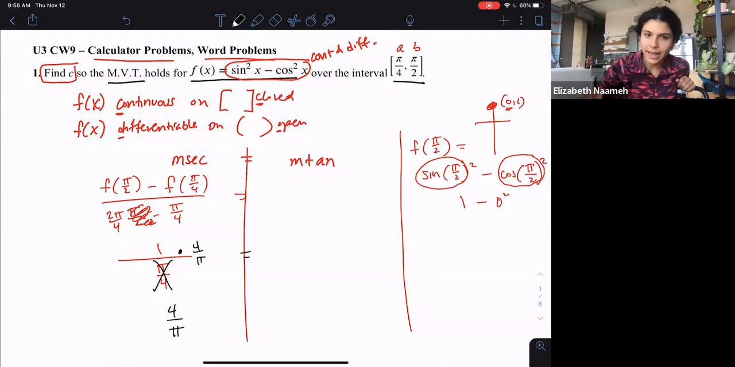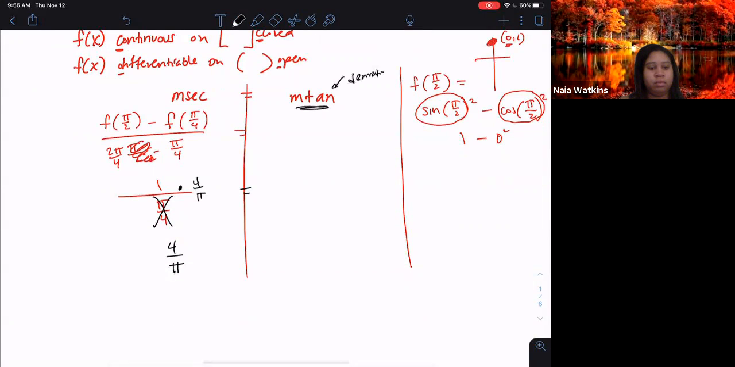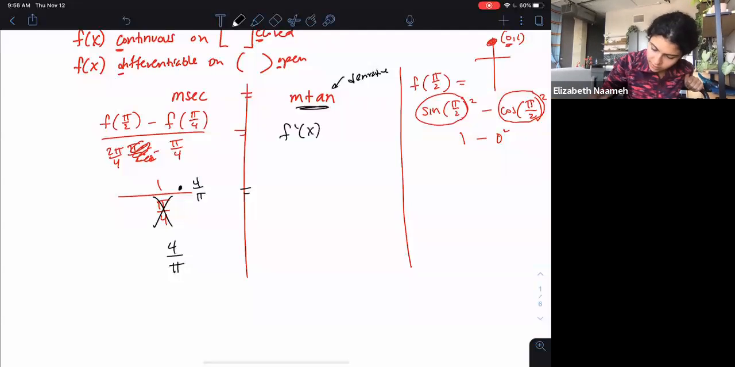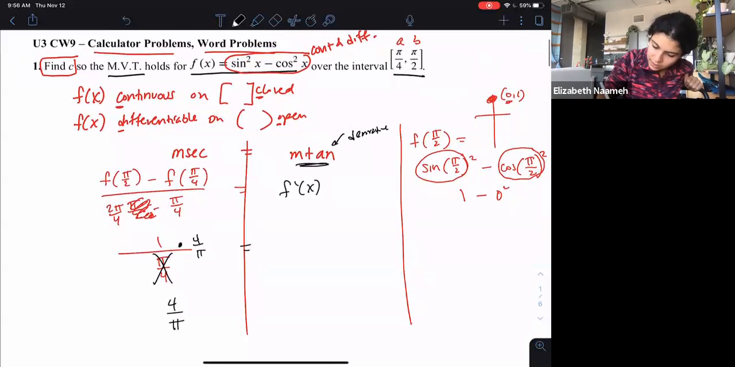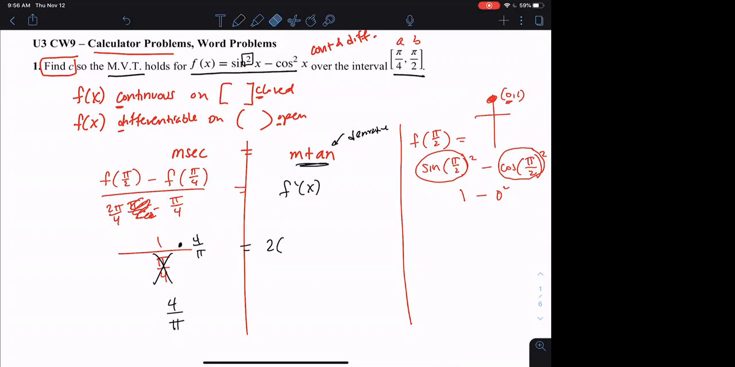Let's do the right-hand side. M tan, what are we looking for? What's it mean? Derivative. So we're going to write f prime of x. Next step, let's take the derivative. So let's start with sine squared. So look, there's a power. So I'm going to use the power rule followed by the chain rule. So 2 comes to the front.